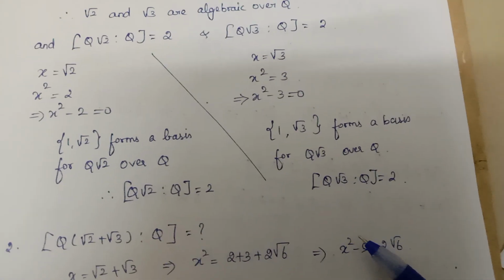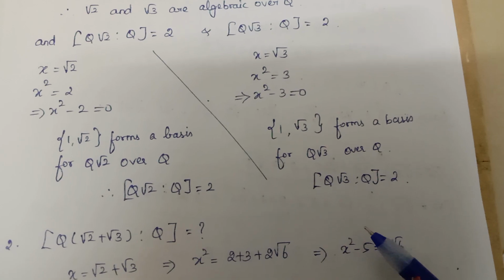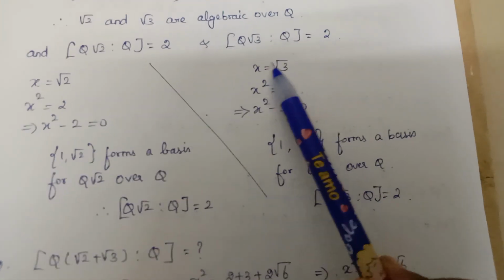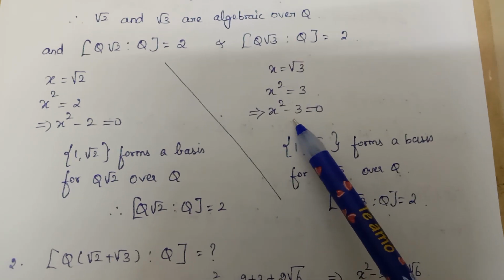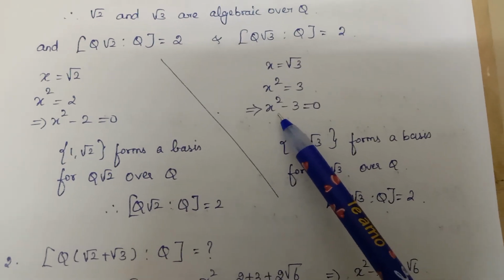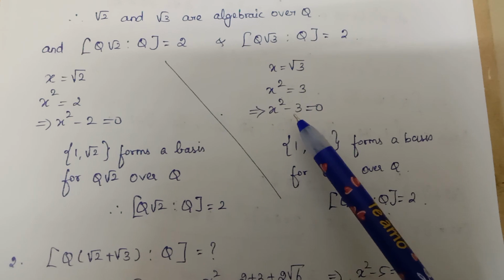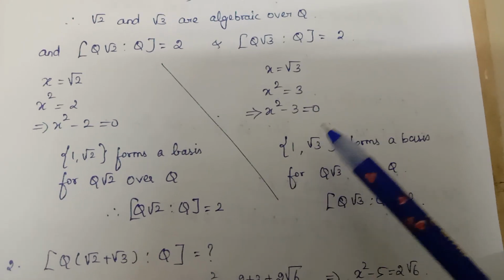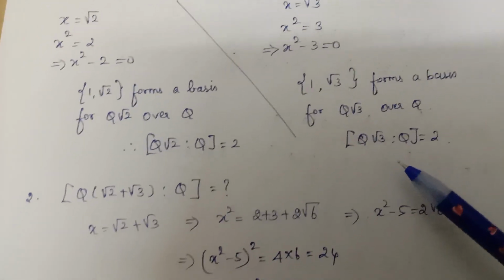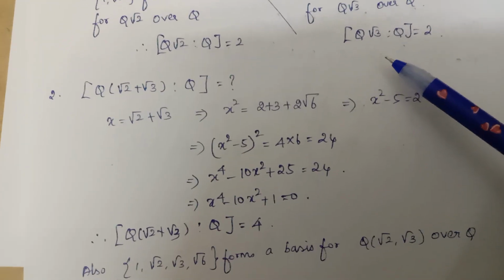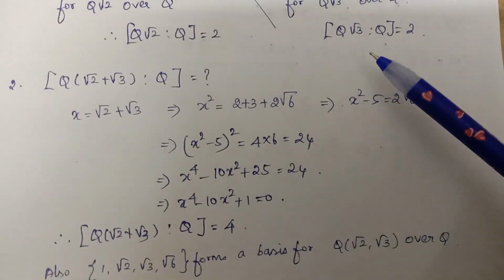If you want to find the dimension of a vector space over the field, here you take x equal to root 3, x square equal to 3. That means we find the smallest non-zero polynomial which is satisfied by the given number. That degree is called the dimension, and that will form the basis, and from there you can find the dimension or degree of the extension field.